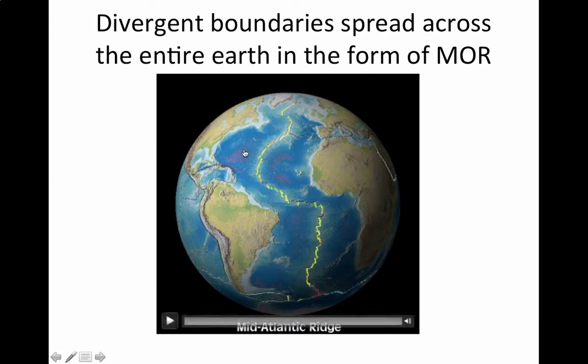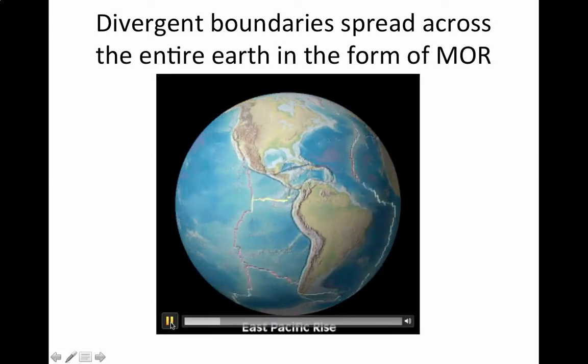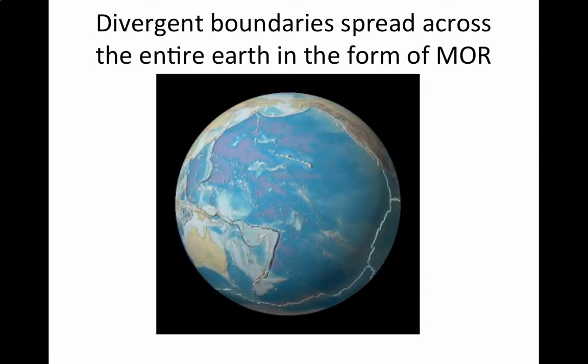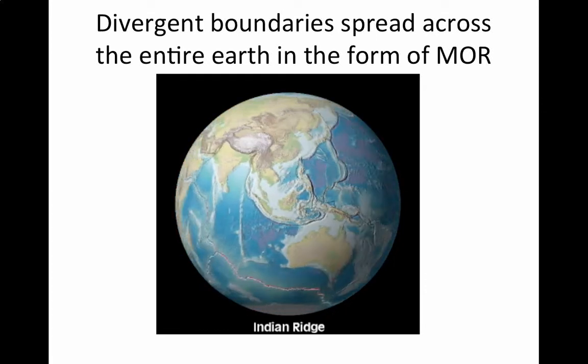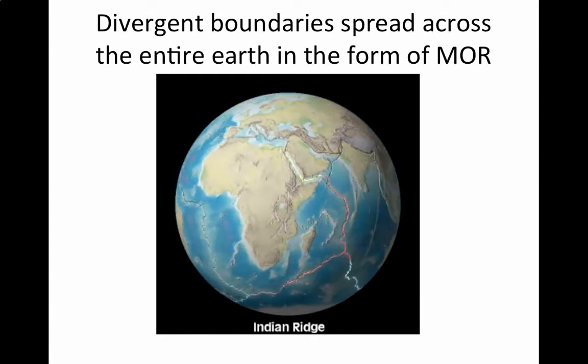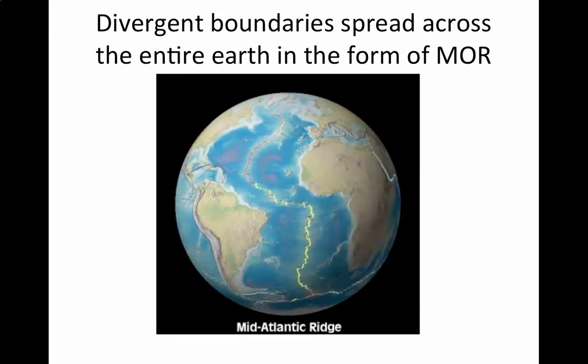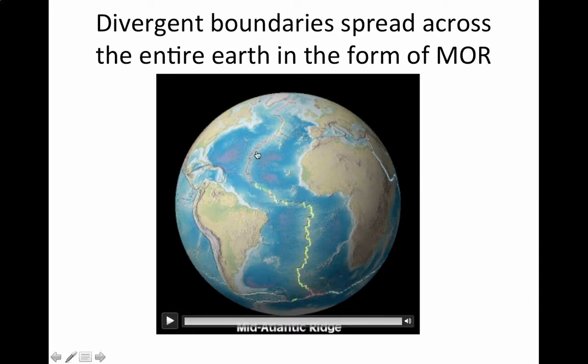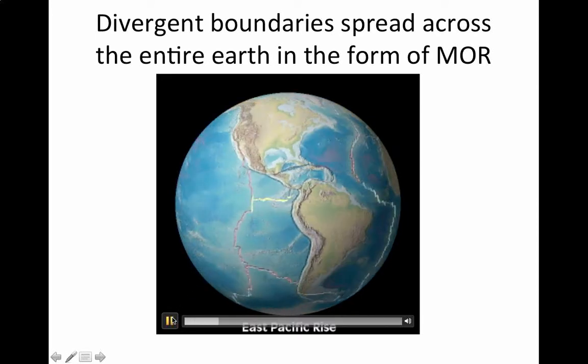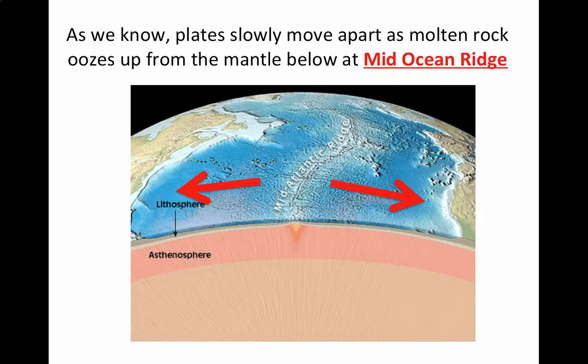Now the divergent boundary spreads across the entire Earth, forming mid-ocean ridges all across the major oceans. You can see here on the rotating Earth them highlighted a little bit as we roll around. The two that we are most acclimated with are the mid-Atlantic ridge running through the middle of the Atlantic Ocean, as well as the East Pacific Rise running through the Pacific Ocean.